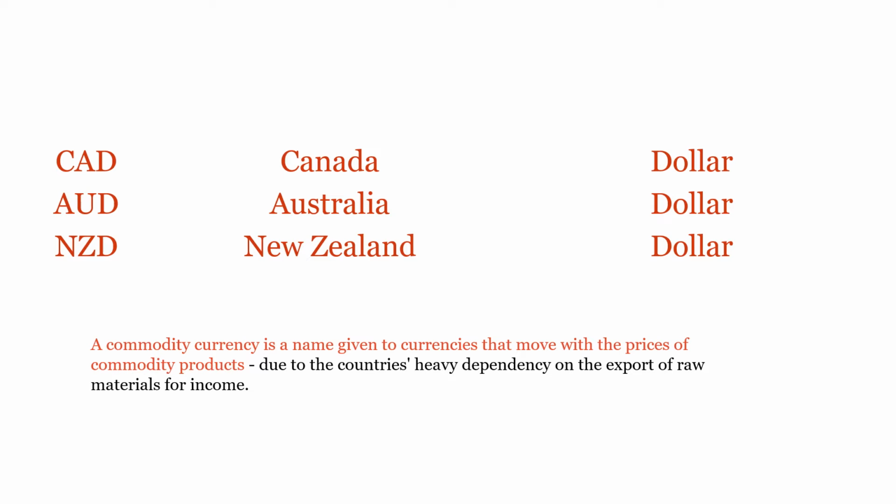The three major currencies at the bottom were commodity currencies, and they were in red. They were the Canadian dollar, the Australian dollar, and the New Zealand dollar. A commodity currency is a name given to currencies that move with the prices of commodity products, due to the country's heavy dependency on the export of raw materials for income.